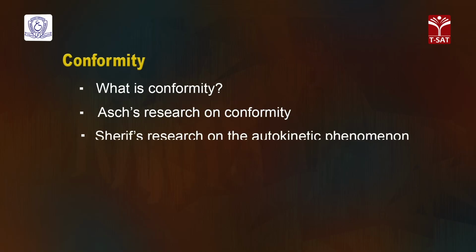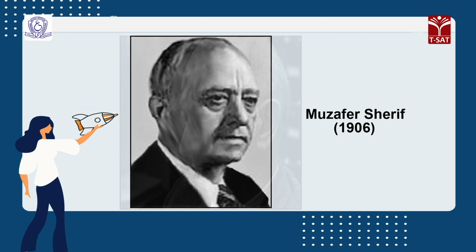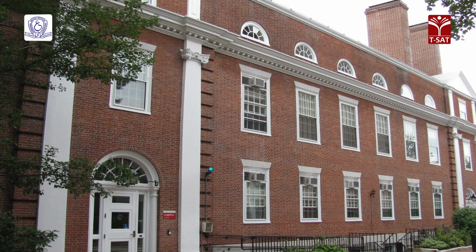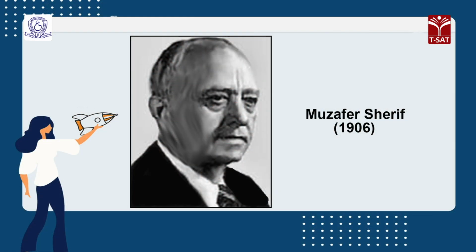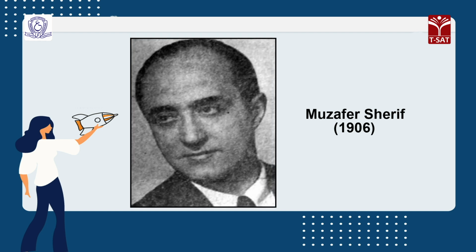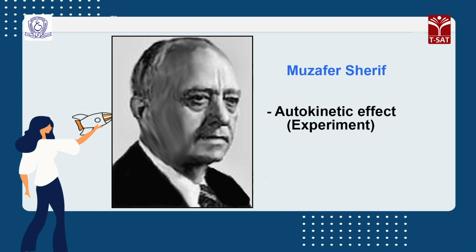Now, let us learn about Sherif's research on the autokinetic phenomenon. Muzafer Sherif, the pioneer social psychologist, was a Turkish psychologist, and he was born in 1906. He earned his master's at Harvard University, and during research work on group norms, he earned his PhD in 1935. Studying social influence in perception, he wrote his dissertation titled "Some Social Factors in Perception," and he made an intelligent use of the autokinetic effect in the experiment.